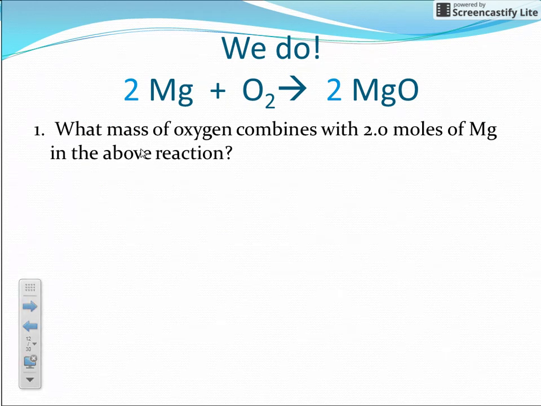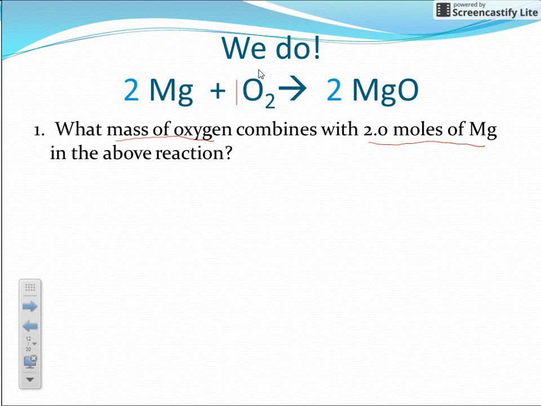So again, let's underline or highlight our knowns and our unknowns. Here it says, what mass of oxygen combines with 2 moles of magnesium in the above reaction. Mass of oxygen and moles of magnesium are mentioned. So I'm going to come up here. My equation is balanced with a 2, 1, 2. By the way, these problems are coming from your notes examples. You have a handout that you were given in class. So this is the same problem that is notes example number 1 for the two-step problems. You need to put your coefficients though. 2, 1, 2 balances this equation.